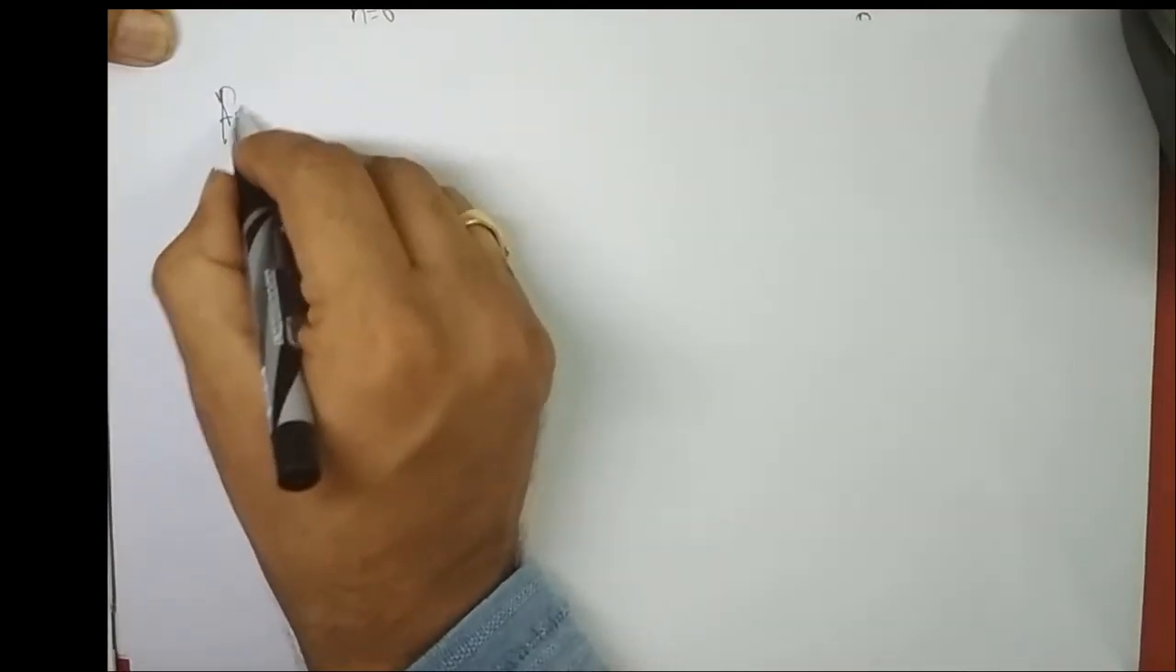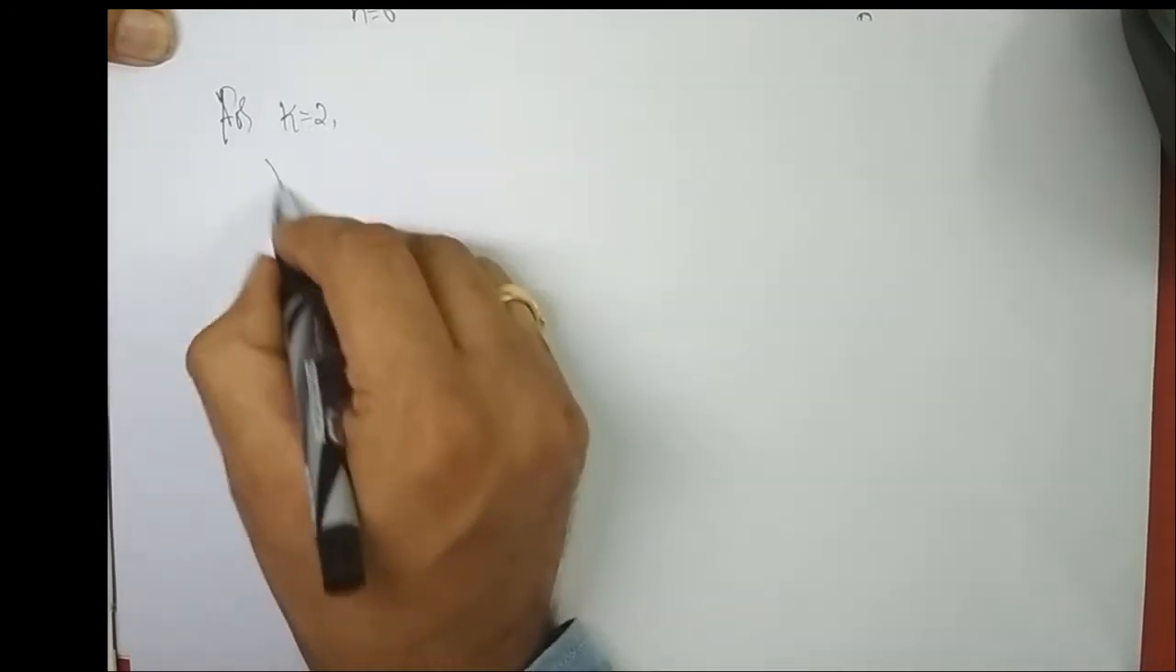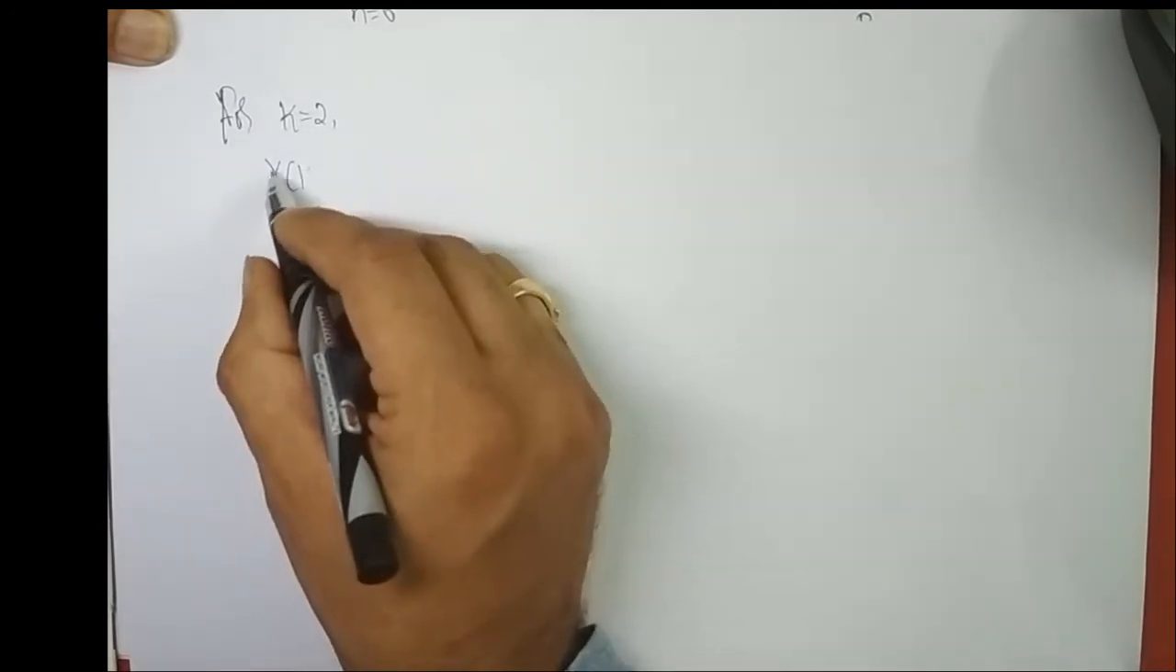So for k equal to 2, what do we have? X of k, let me just continue here.